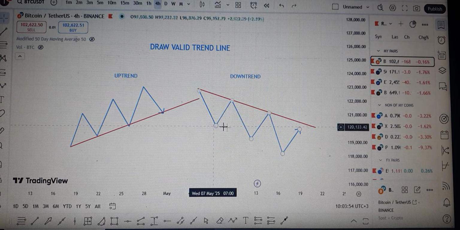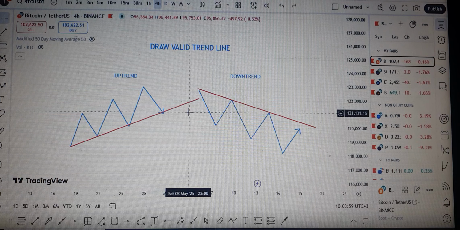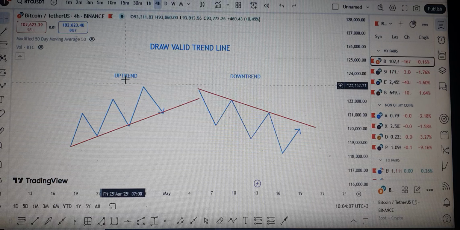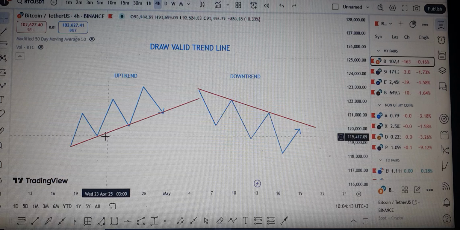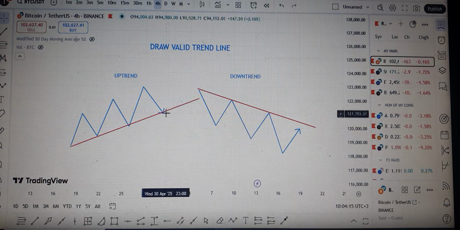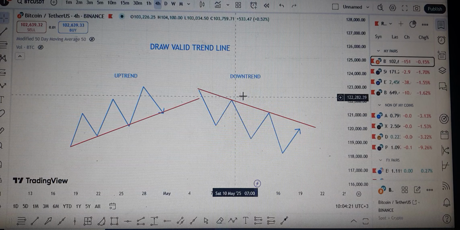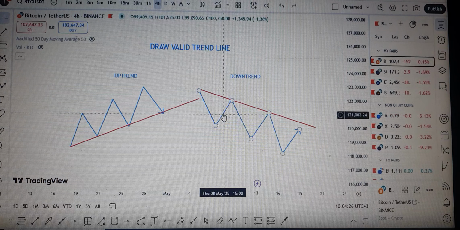You should first master that before you draw your valid trend line, because as we know, trend lines act as support and resistance. So we always remember, in an uptrend, we look for buys, so we use this trend line as a support to get buy orders. Then in a downtrend, we use this trend line as a resistance to get sell orders. Remember, we buy during uptrend and sell during downtrend.